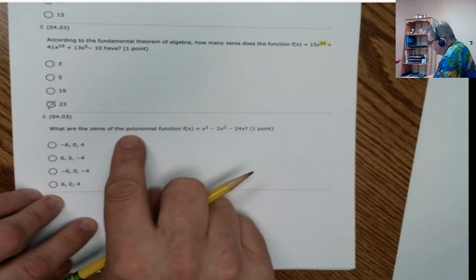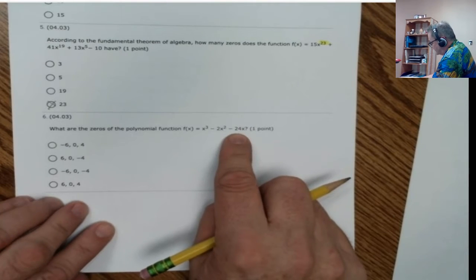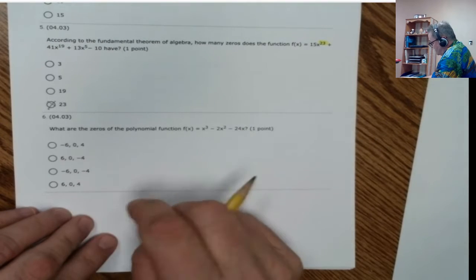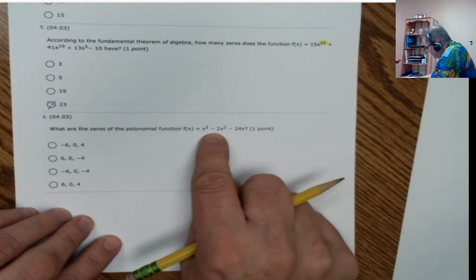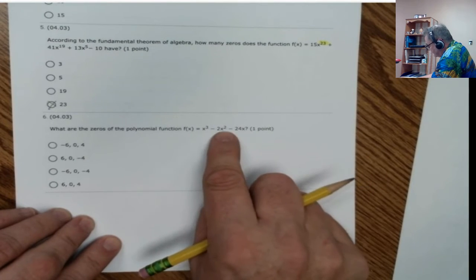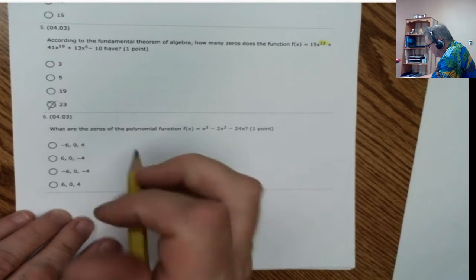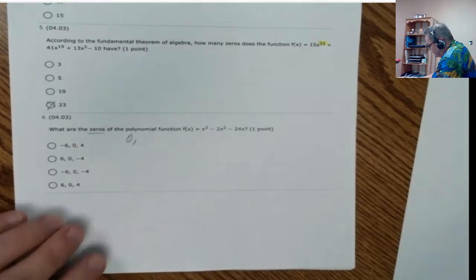This one asks me what they are. What are the zeros of the polynomial function x to the third minus 2x squared minus 24x? Okay, so apparently, looking at our choices, it's going to have something. 0 is going to be one of them for sure, because every term has an x in it. And if we substitute 0 in for x, 0 minus 0 minus 0, and that is going to be one of these zeros. So 0 for sure is one of our solutions.